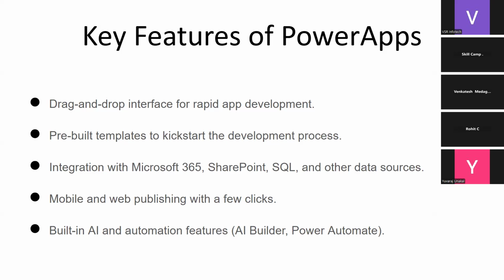Mobile and web publishing within a few clicks. Let's say you have now built an application within 2 to 3 days. You would have to take it online, right? How would you do that? You can do that within a few clicks. You don't have to sit and understand the whole DevOps process or the whole deployment process, which usually someone does when they use a traditional programming language. You have built-in AI and automation features like AI Builder, Power Automate, and lots of other features as well.